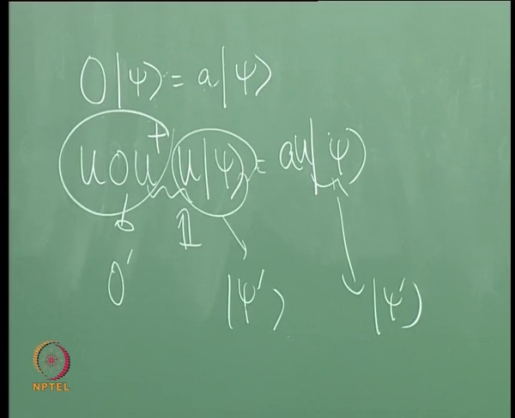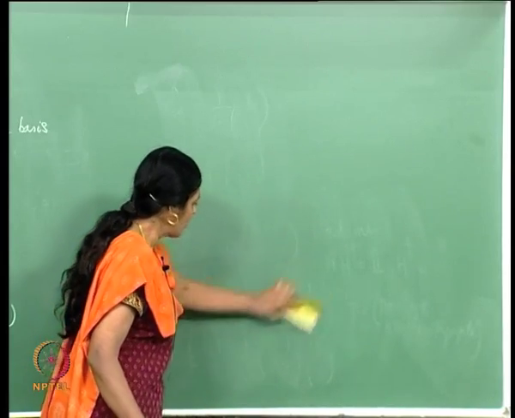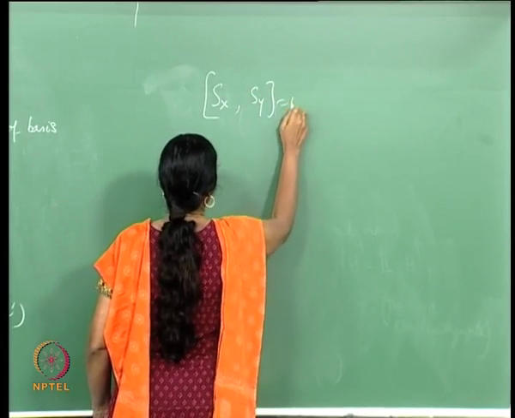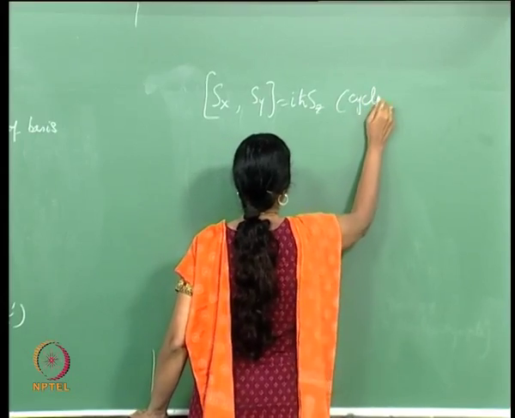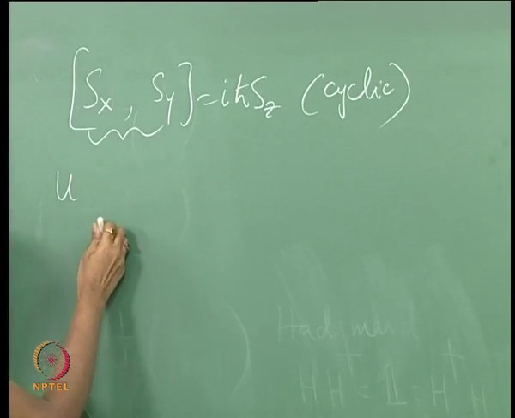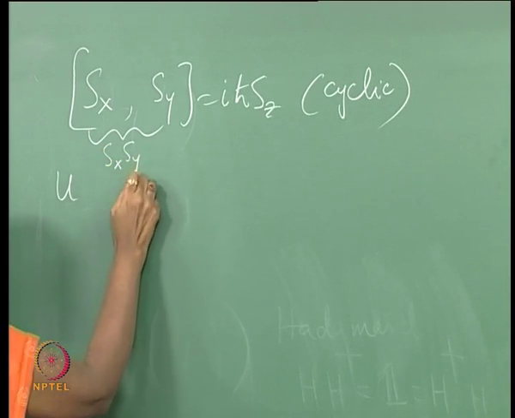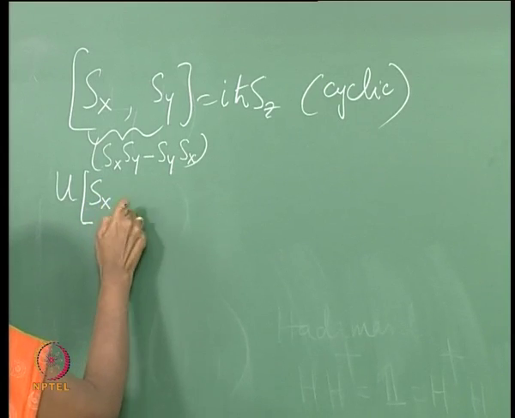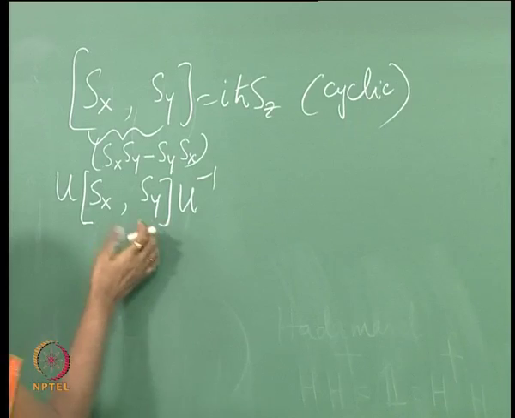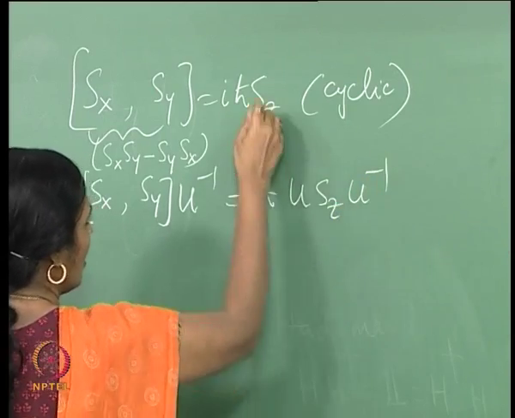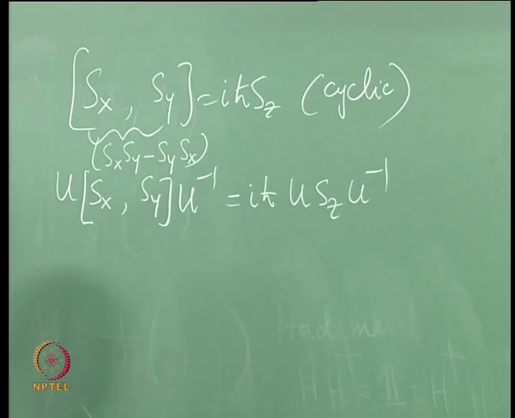What about the commutation algebra? So let us look at the spin matrices which we are now familiar with. I have the commutator Sx Sy is I h cross Sz, and this is a cyclic relation. This is an operator because it is a commutator of two operators. Let us recall that this is the same as Sx Sy minus Sy Sx. If I flank this operator with u on this side and u inverse on that side, obviously I will have to do the same thing on the right hand side. Remember that u inverse is the same as u dagger because this is a unitary operator.